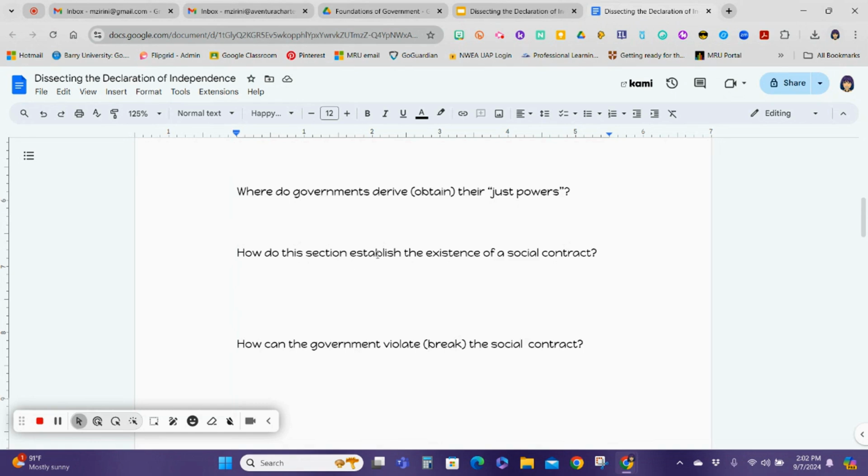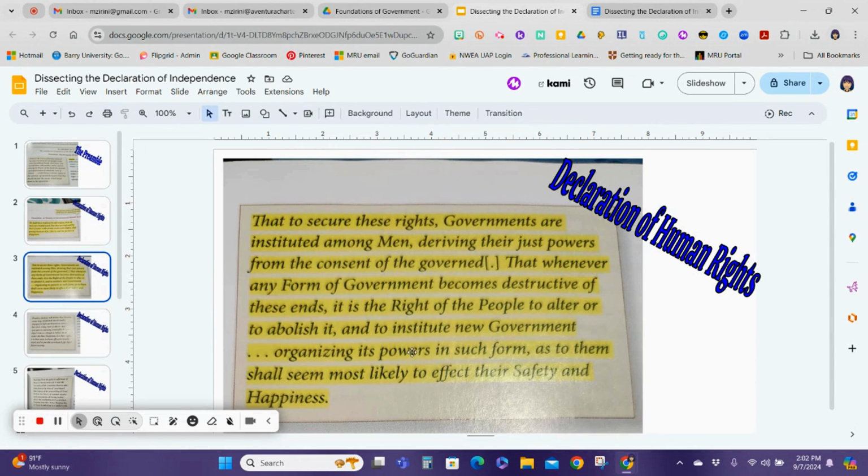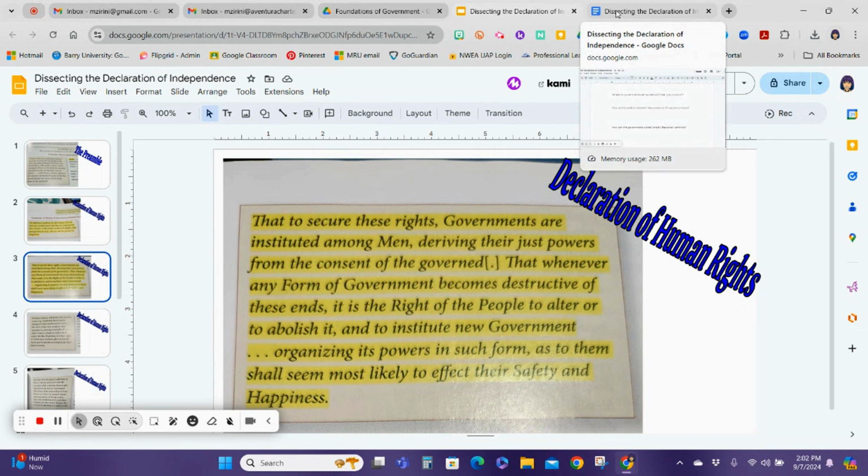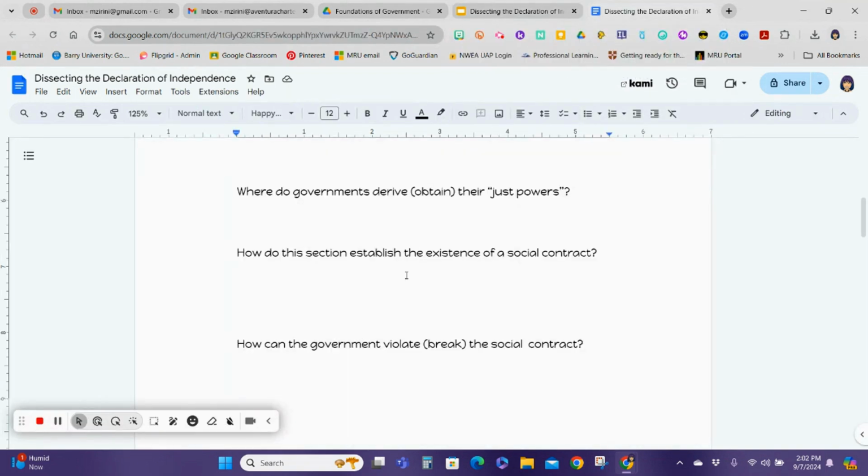And this section establishes the social contract, because it is pretty much defining what a social contract is. They are saying that governments are created because the people have agreed to follow their laws. But whenever those governments become destructive, whenever they are failing to protect those unalienable rights, then the people have a right to create a new one, which by definition is the social contract. So they are defining the social contract, saying this is how a government works.